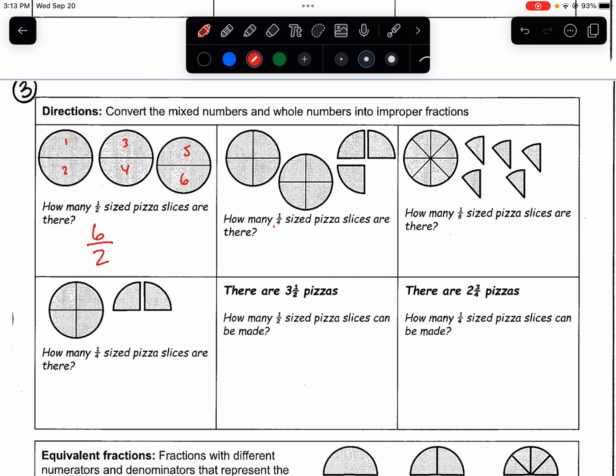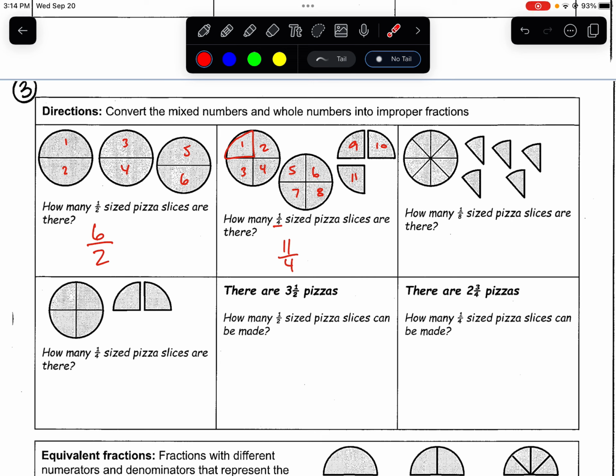How many fourth-size pizzas are there? A 1/4 size pizza is like a little triangle. That's 1, 2, 3, 4, 5, 6, 7, 8, 9, 10, and 11. So that is 11/4 of a pizza. You may have figured out that you can count faster by saying 4, 8, 9, 10, 11. And that works as well.